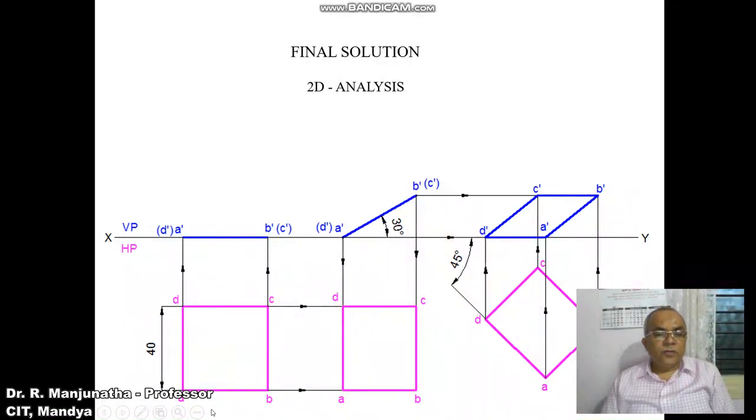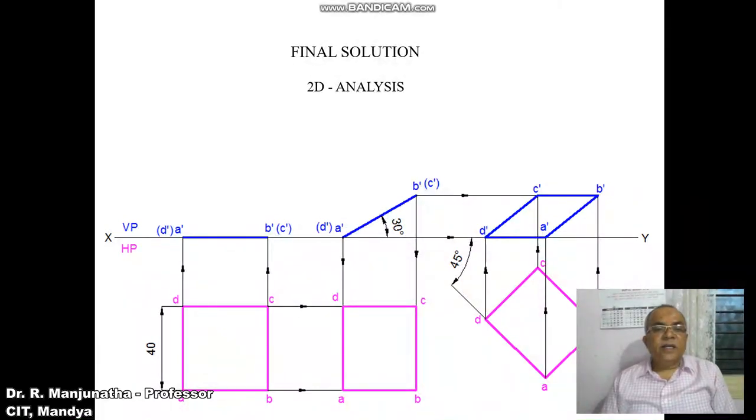Then when you look from the front view, both A and B are near to the observer, so A dash and B dash are visible, and C and D are away from the observer, so C dash and D dash are invisible. So then join A dash to B dash with a dark line.